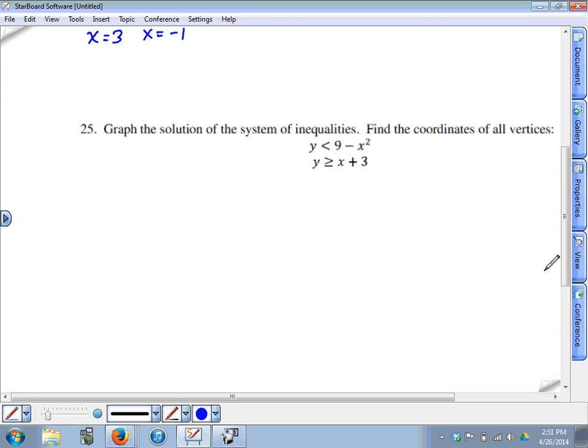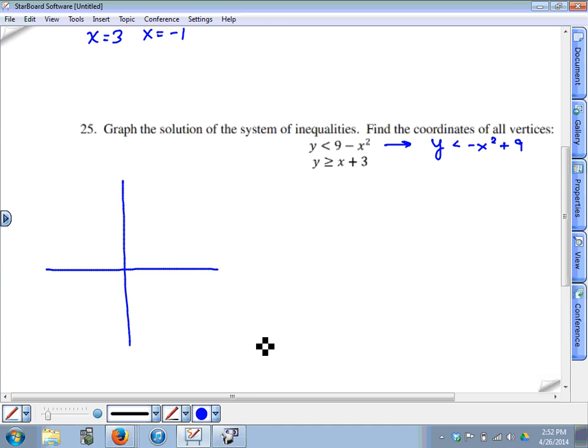For question 25, this is from section 6.5, we need to graph both of these inequalities on the same graph. We need to find two things actually. We need to find where the shaded regions overlap, and we need to find the points where this graph passes through this graph. So I'm actually going to rewrite that top inequality as y is less than negative x squared plus 9.